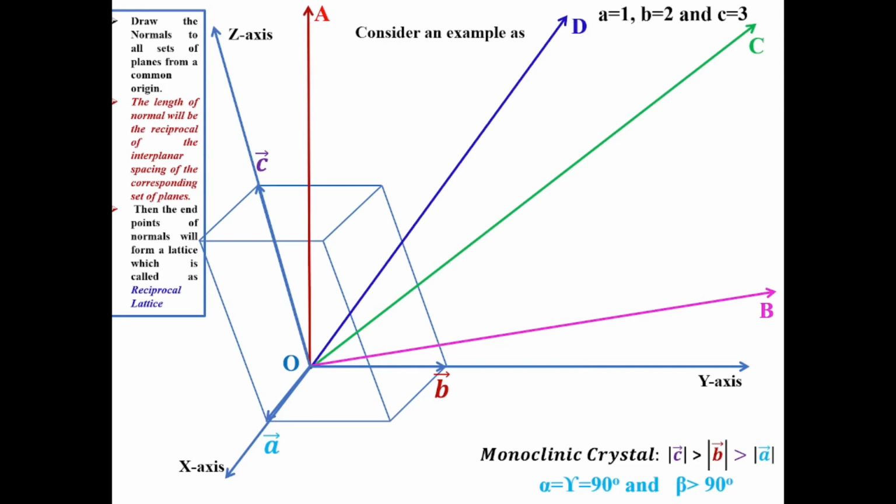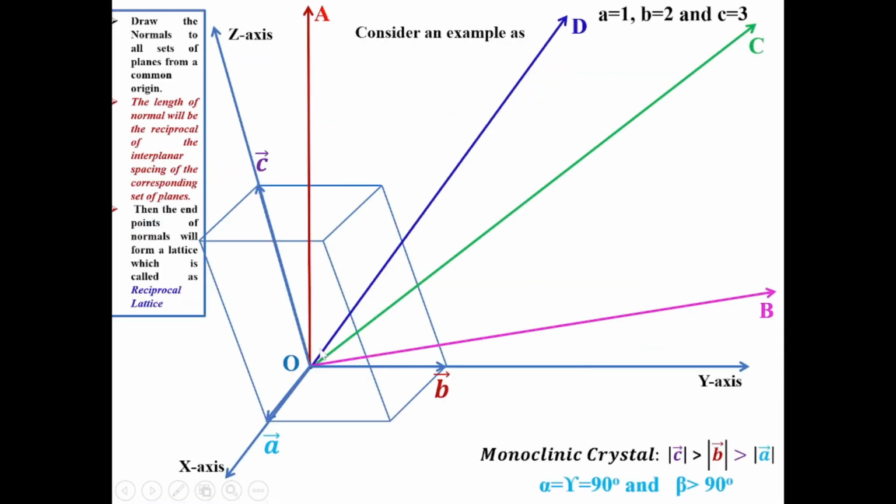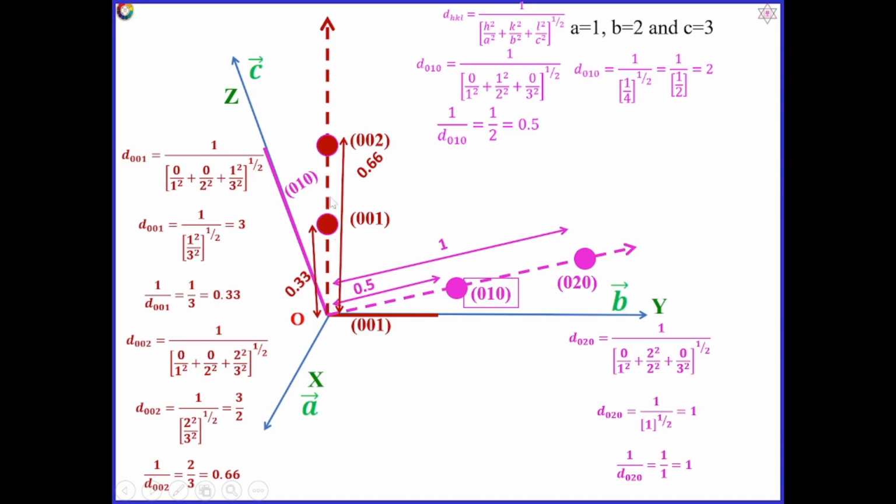Here you can see that we considered only this 0, 0, 1 plane, and its corresponding normal is this one. Here the normal is OA, and this is the red dotted line, OA. Now first we have to consider the interplanar spacing of the set of planes of 0, 0, 1.